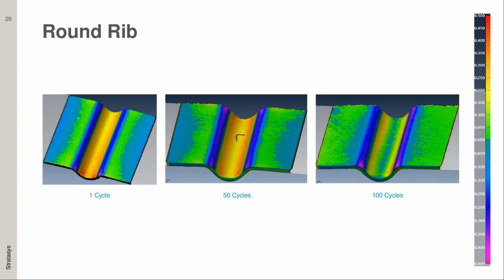The next one is a round rib. Again, it's plus or minus 1/2 millimeter, and you can see that in this case the tool starts to level out a little bit more in terms of the dimensional accuracy from 1 cycle all the way to 100 cycles.